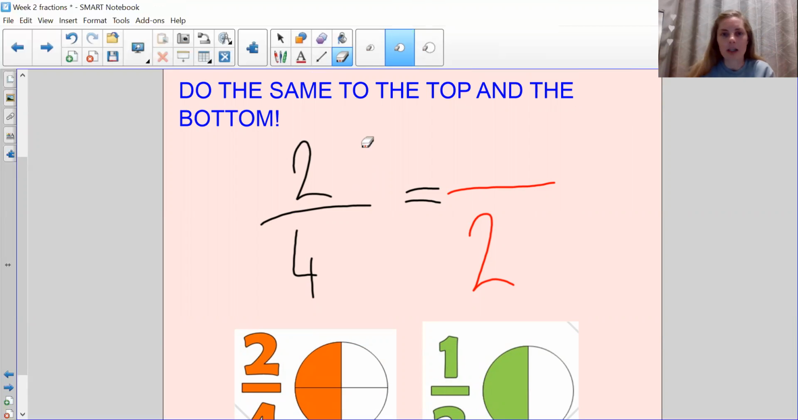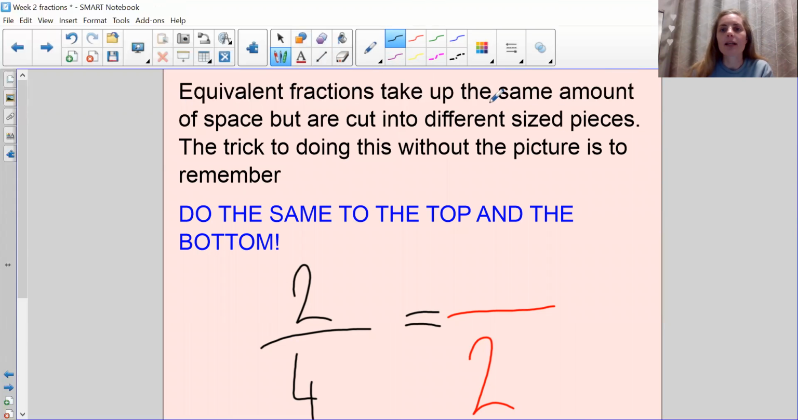So let's have a look at what that means in fractions. So equivalent fractions, as we say, are taking up the same amount.